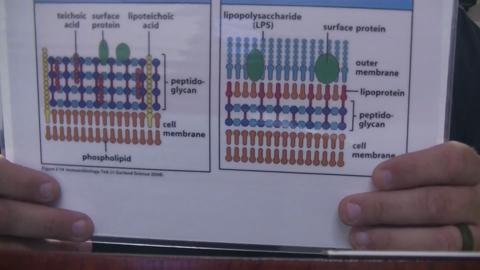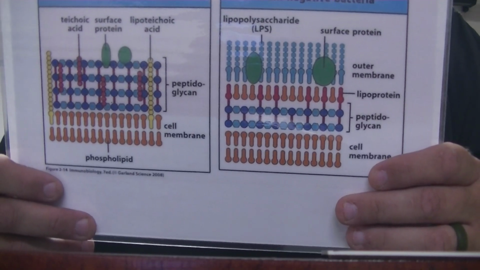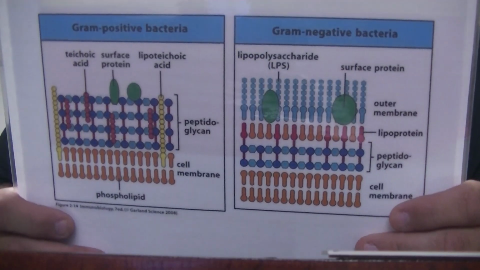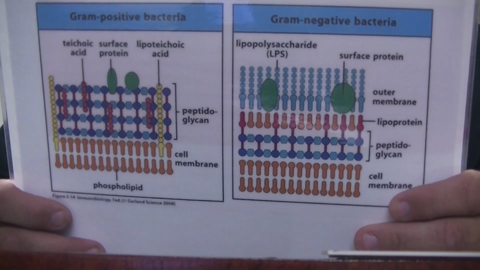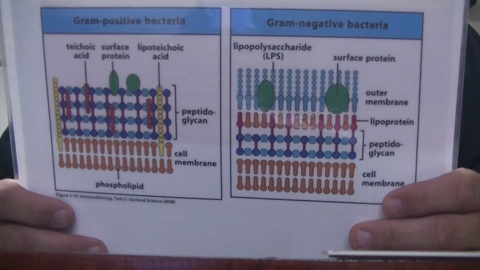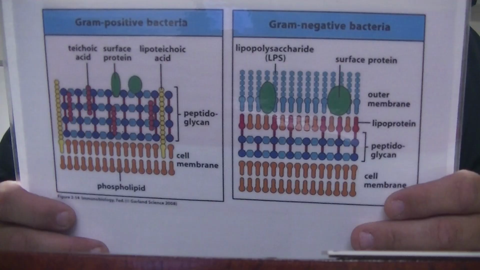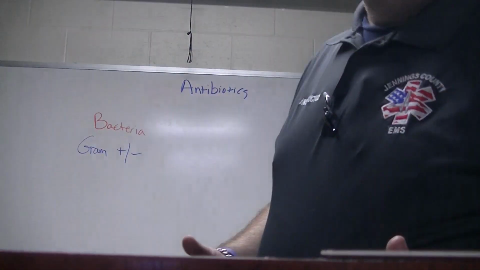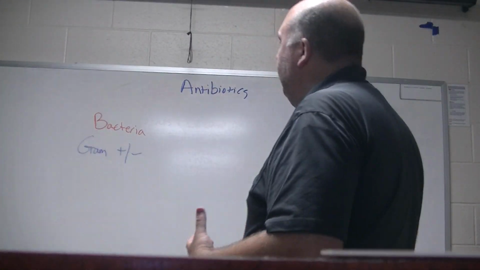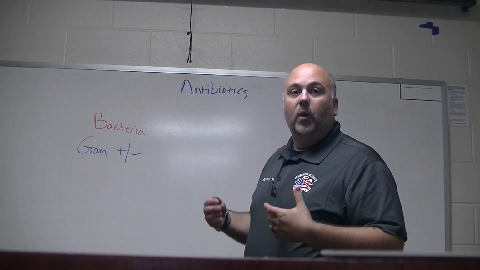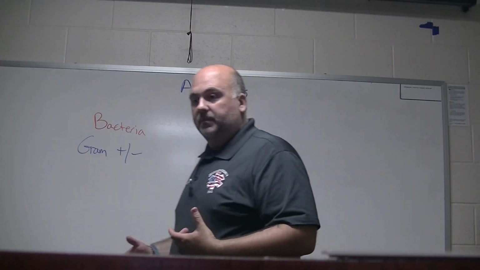Gram-positive bacteria have a very low lipid content on their cell wall, whereas gram-negative bacteria have a 20 to 30% lipid content on their cell wall. Gram-positive bacteria are very susceptible to antibiotics, whereas gram-negative bacteria are very resistant to antibiotics. So those are some of the big differences between gram-positive and gram-negative bacteria, and that's what's important when determining what antibiotic you're going to use.